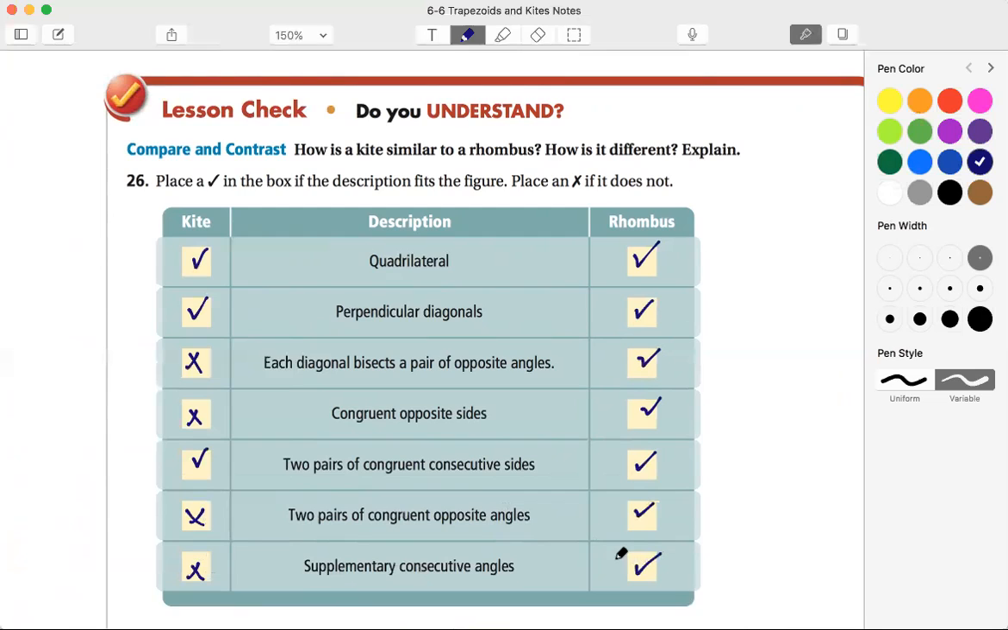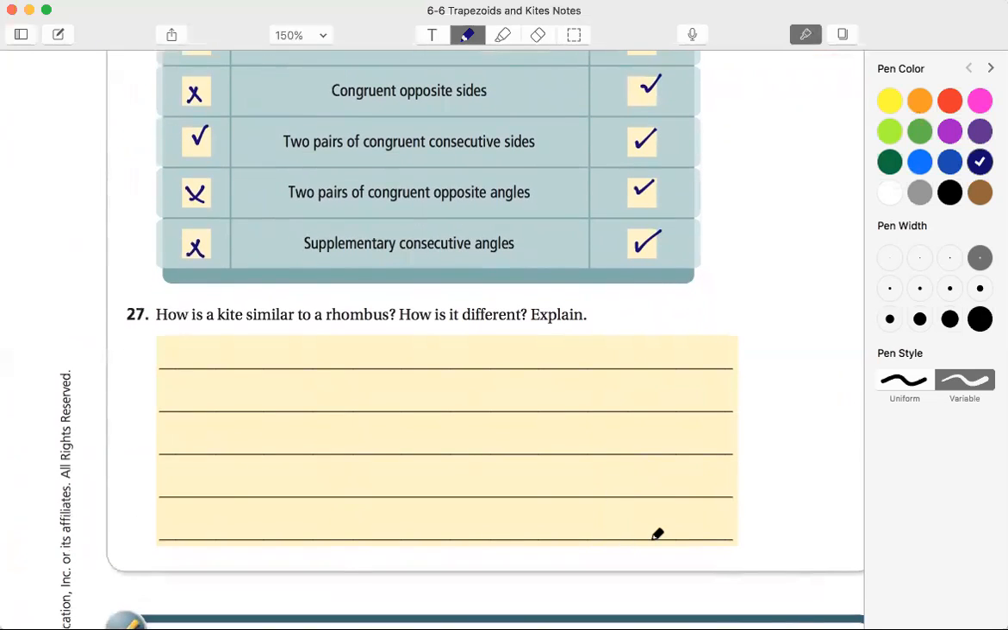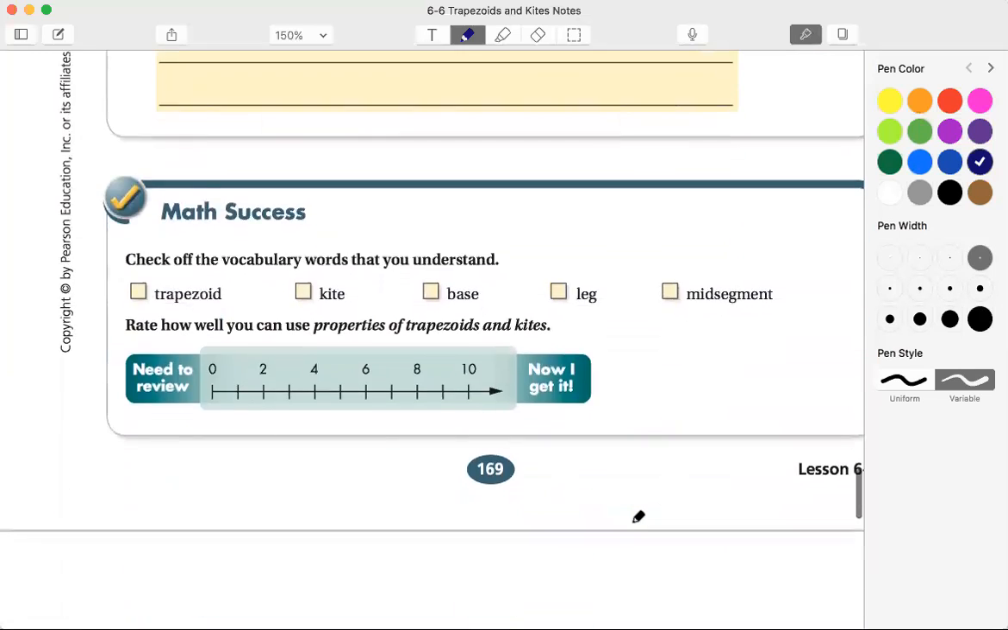Okay. So how is a kite similar to a rhombus and how is it different? Well, both quadrilaterals have perpendicular diagonals, two pairs of congruent consecutive sides, and one pair of congruent opposite angles. They are different because kites have no congruent opposite sides and only one pair of congruent opposite angles and no supplementary consecutive angles. And that's the end of the section.